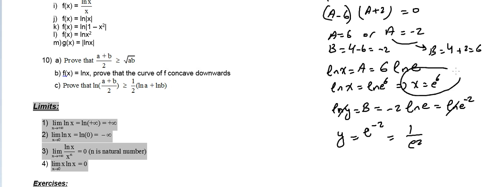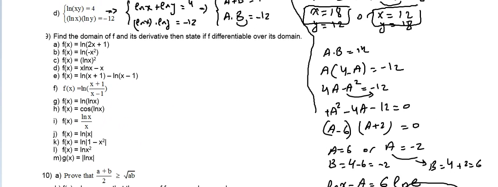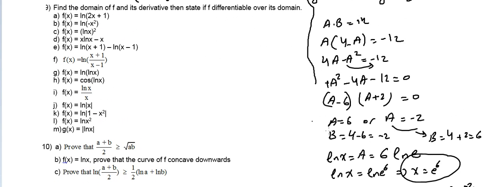I found x, and I found y. Either x is e power 6 and y equal 1 over e power 2, or x equal 1 over e power 2 and y equal e power 6. So you can also continue this exercise and see you next video.